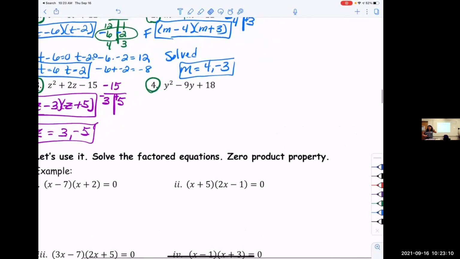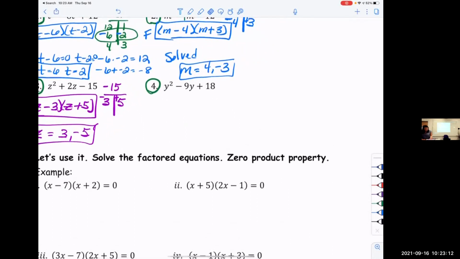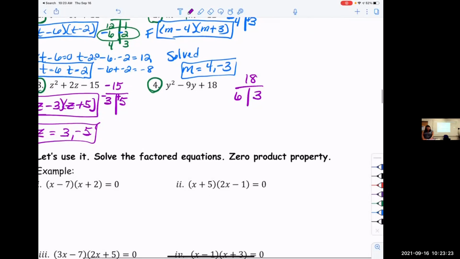All right, so factors of 18. 6 and 3 are the ones that do it. I want a -9. So what do my signs have to be? So let's check it. -6 times -3, -6 plus -3, -9.